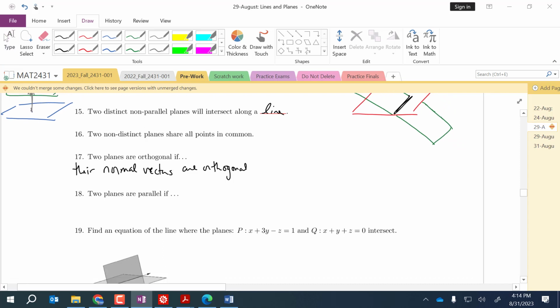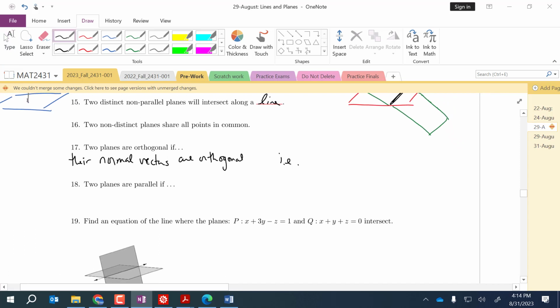Okay, yeah. So, two planes are orthogonal if when you take the dot product of their two normal vectors, you get 0. That means the two planes intersect one another at 90 degrees.